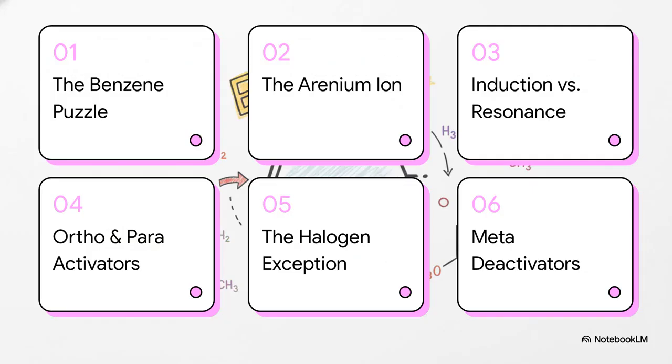So here's our syllabus for today's Explainer. We'll start with a substituted benzene puzzle, then unlock the arenium ion, compare induction versus resonance, dive into ortho and para activators, tackle the halogen exception, and finally wrap up with meta-directing deactivators.